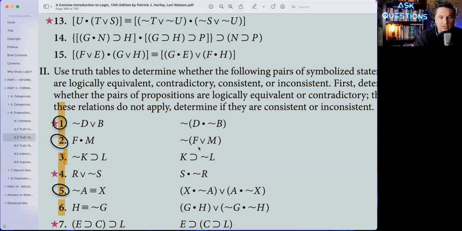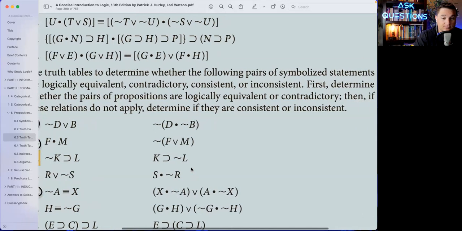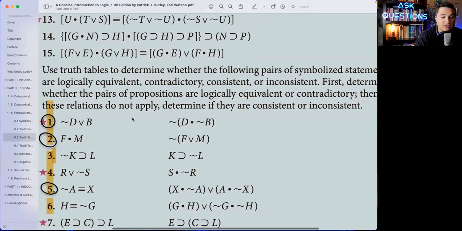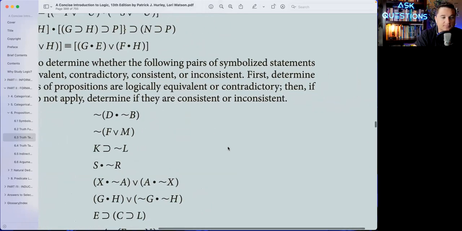Use truth tables to determine whether the following pairs of symbolized statements are logically equivalent. Semantically, are they the same? Which they are, and we're going to prove that. Are they logically contradictory, consistent, or inconsistent? So first, we should check to see if they are logically the same or contradictory. And then if those relations don't apply, then we can talk about consistency. So this is what we're going to do.